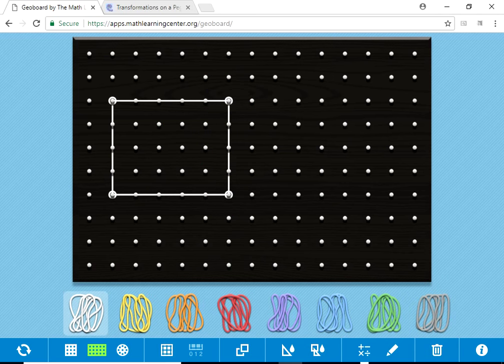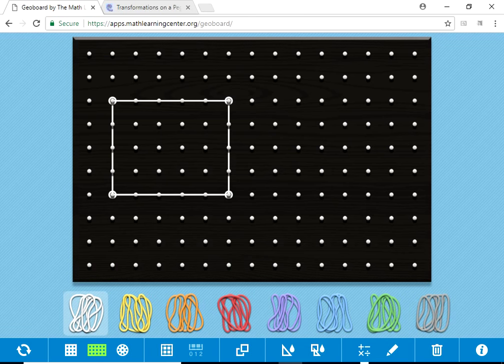Now that we have this rectangle, to find the perimeter, you're going to count all the spaces on the outside. So we have 1, 2, 3, 4, 5, 6, 7, 8, 9, 10, 11, 12, 13, 14, 15, 16, 17, 18. So the perimeter will be 18 inches around the sides.